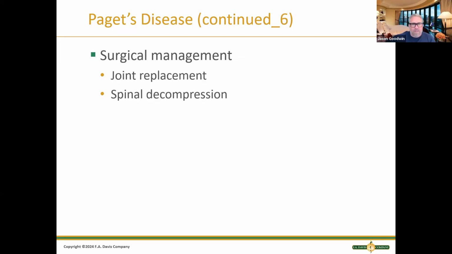So you can always have surgical management of Paget's disease. So you can maintain the skeletal structure, hopefully, after the joint replacement or some kind of decompression. You want to maintain function, reduce pain, and then prevent some sort of paresthesia or paralysis if there's spinal involvement.